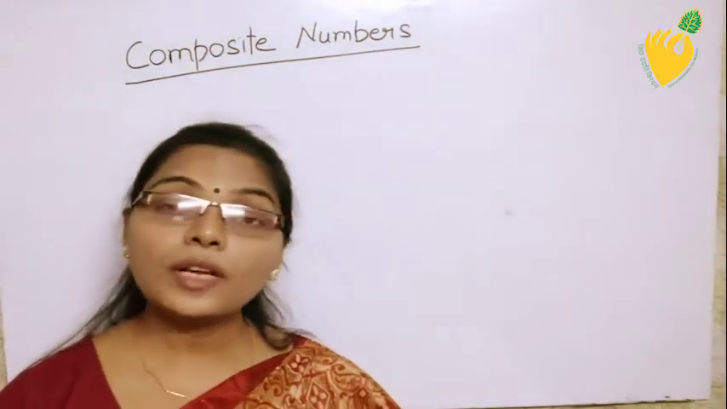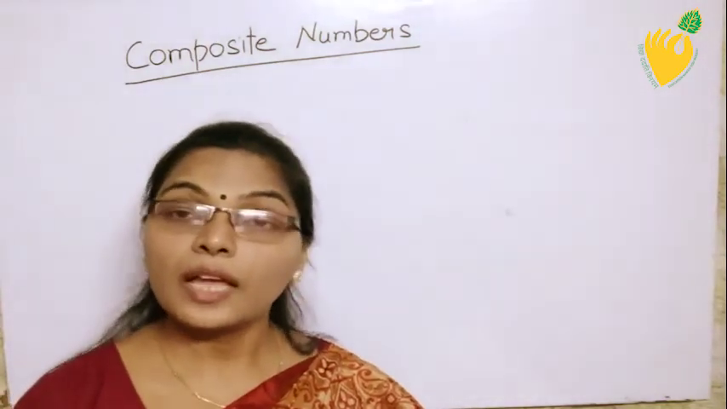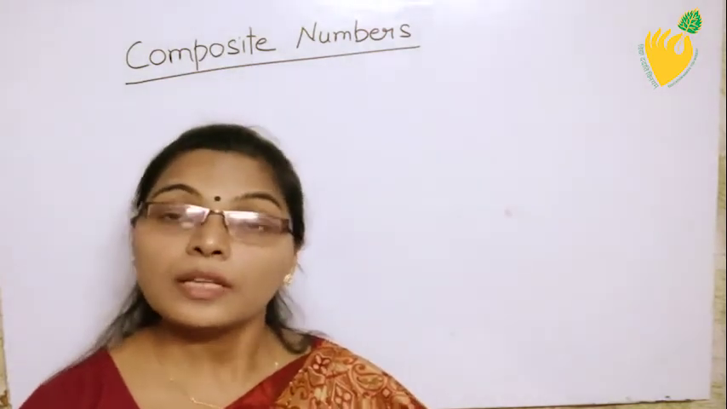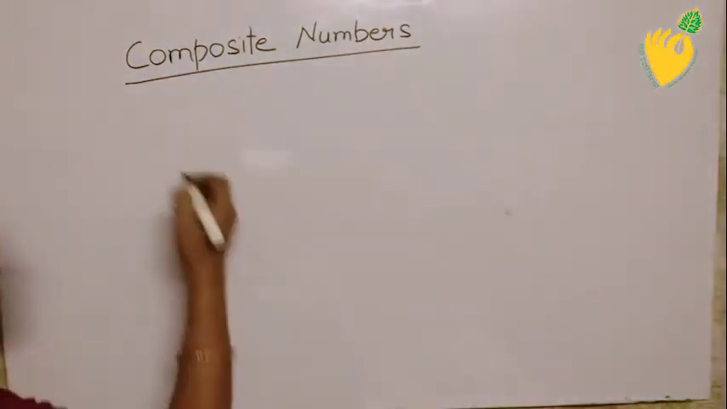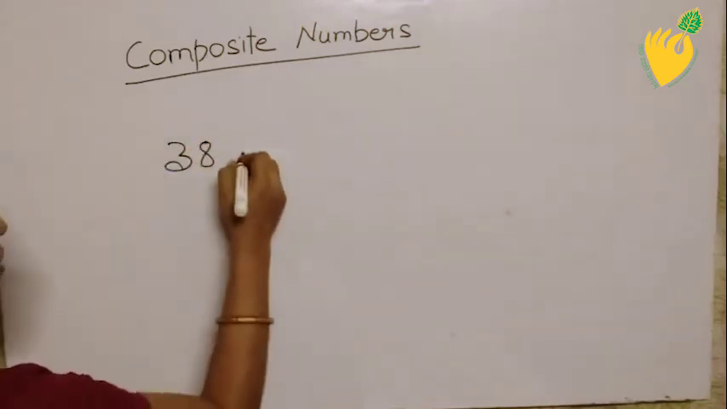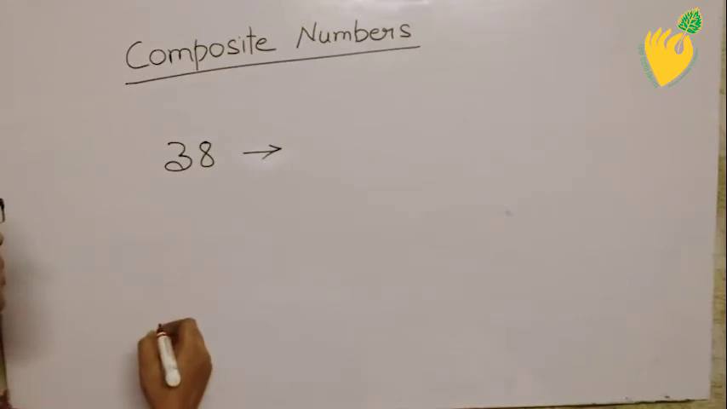Now composite numbers. What are composite numbers, students? Any number which has more than 2 factors is called a composite number. Let's take a few examples, students. Suppose, students, 38. And how many factors are there, students?